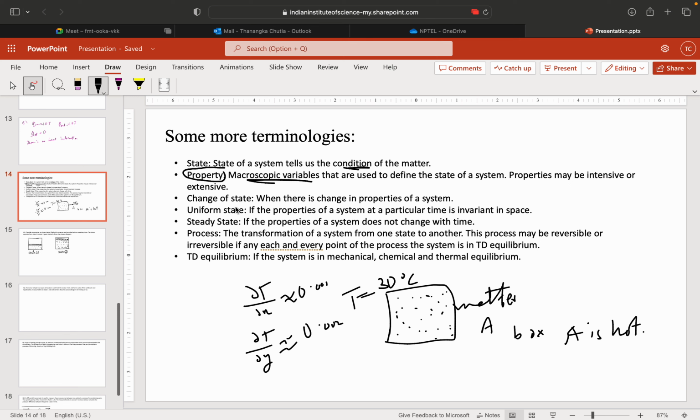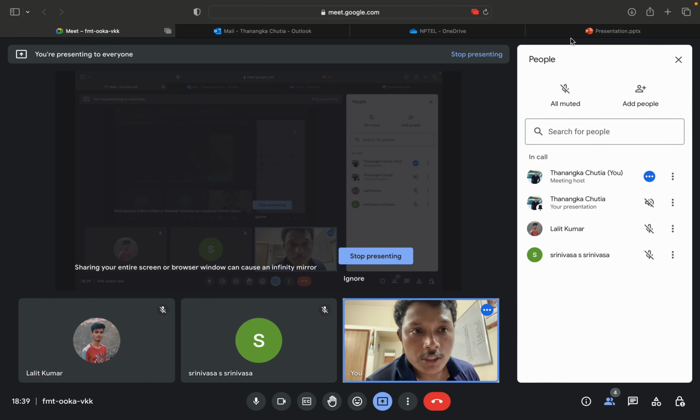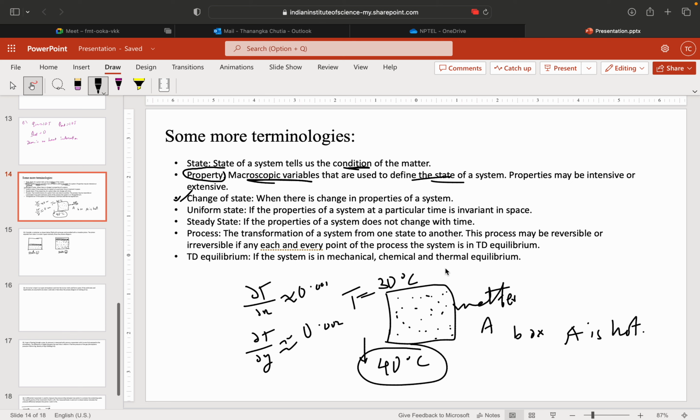Now next is change of state. A property is a macroscopic variable that can define the state of the system. Now suppose that property value is changing. You did some work, some heat transfer, whatever you want to do, and after that the temperature of the body changed from 30 degrees Celsius to say 40 degrees Celsius. Now this macroscopic property got changed. This change of the macroscopic property is called the change of the state.